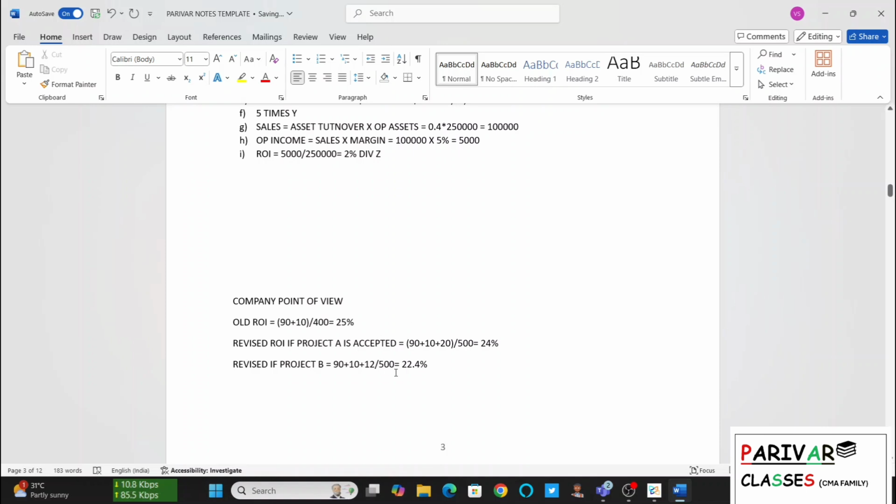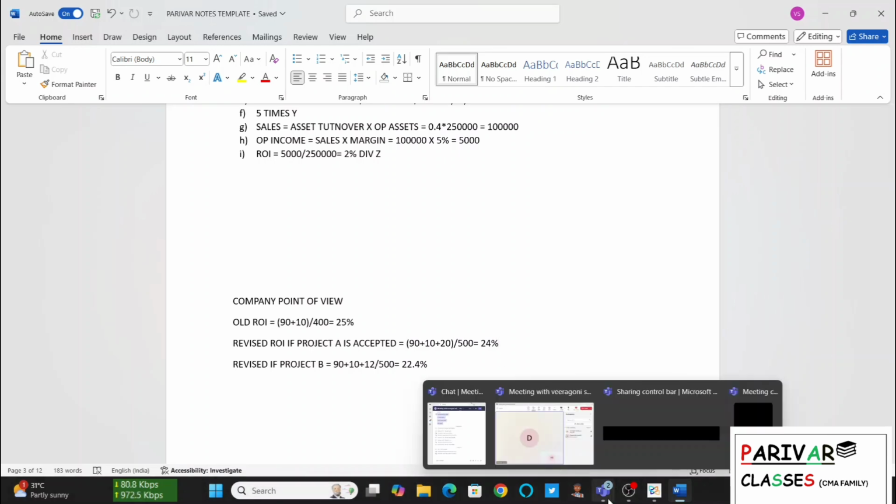If we compare, project A is better when compared to project B. Overall, old ROA is only better. New revised ROA is less. But when we compare project A and project B, division A's project is the one giving better ROA to the company, 24 percentage. So we have to accept division A's project only.